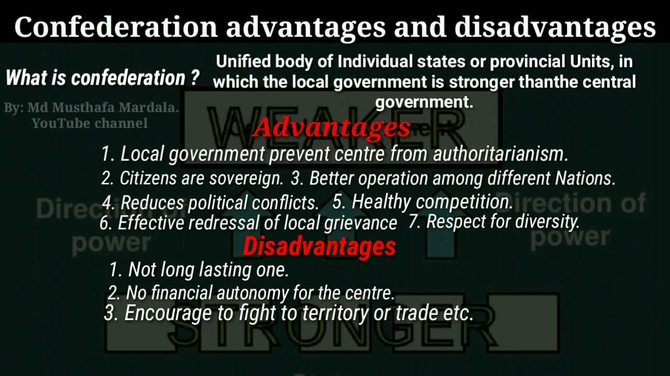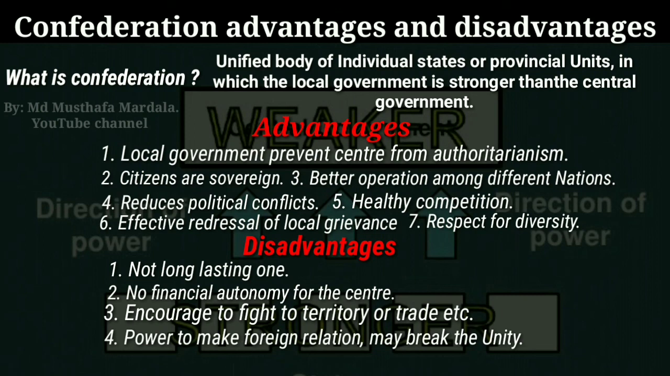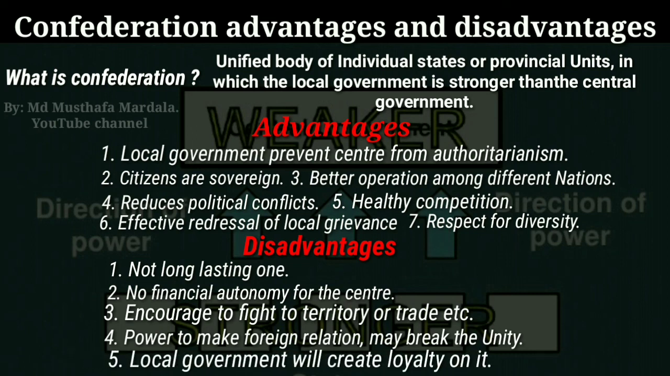In a confederacy, each local government has the power to make its own foreign relations. As a result, it will encourage disunity among them. In a confederacy, the local government will control almost everything, including education, communication, defense, etc. With the help of all of this, it can completely turn people's loyalty towards it.